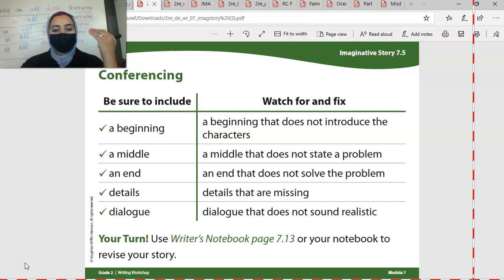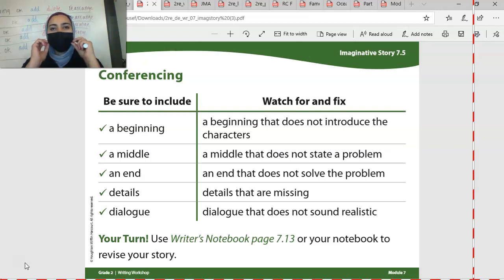We're going to make sure that there's details and dialogue. Remember, details are specific things that lead to the next thing. Dialogue means that there are people talking. Okay, you have to have people talking.